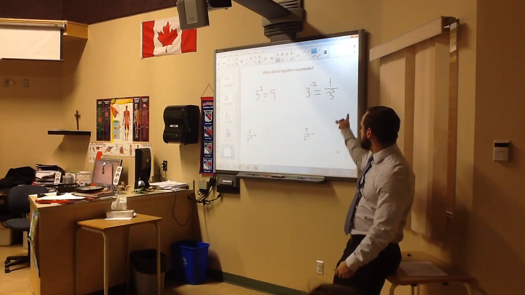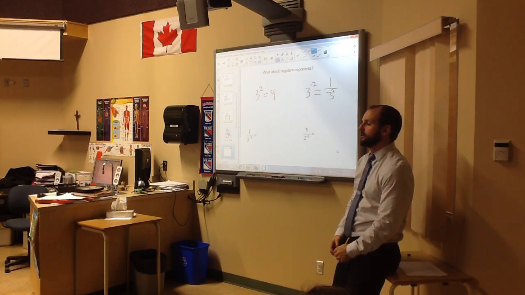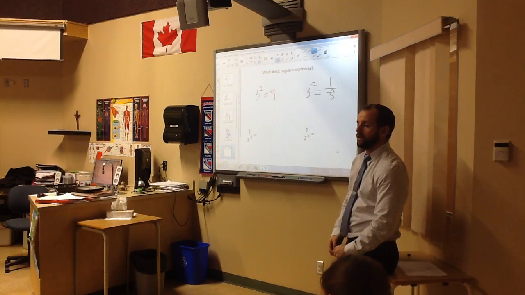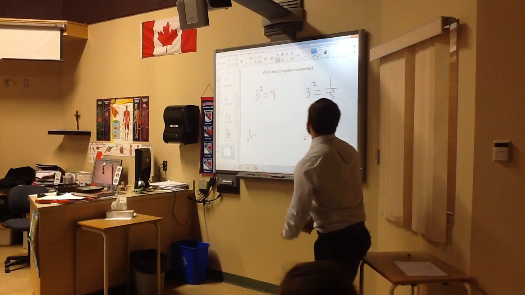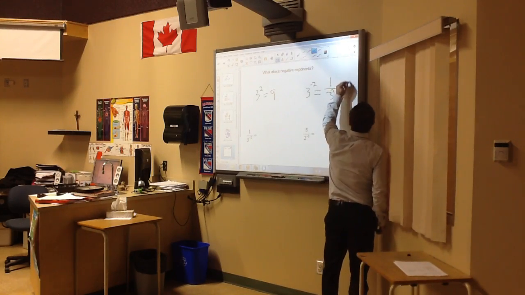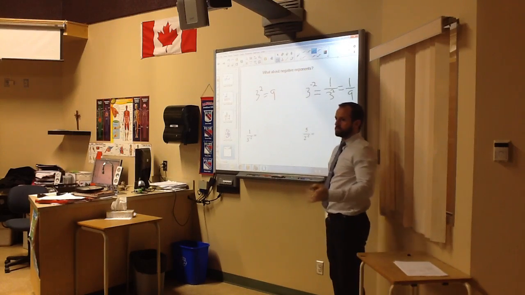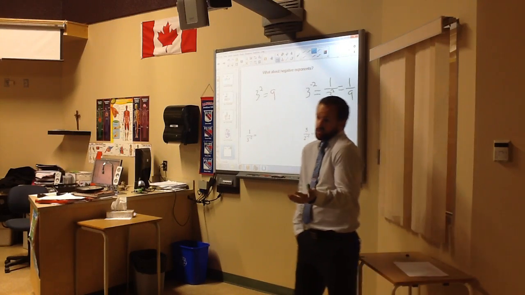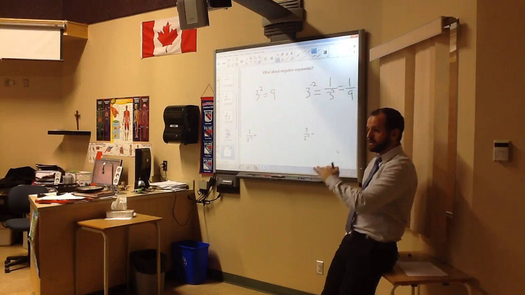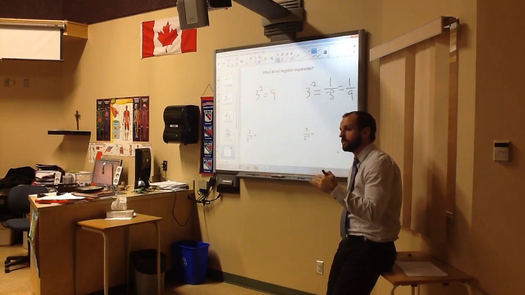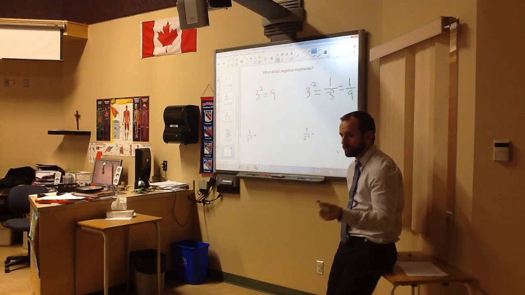Okay? Does this look like something I could simplify now? Is there anything on there that I could simplify? What could I do? Turn the 3 squared into a 9. Okay? What is the big difference between 1 over 9 and 9? It's a fraction. I have the same 9, except when I have 3 to the power of negative 2, I turn it into 1 over 9.